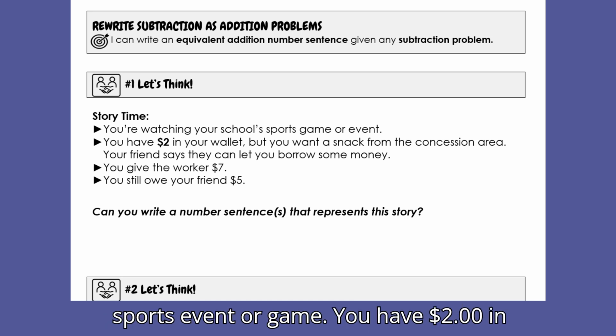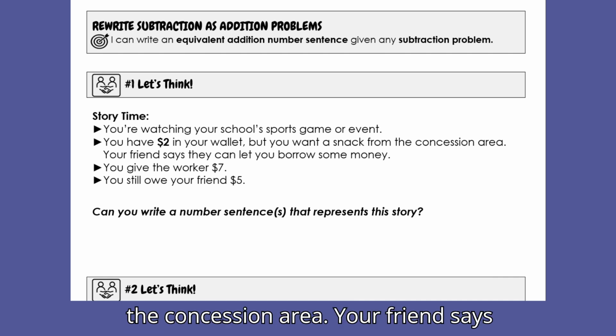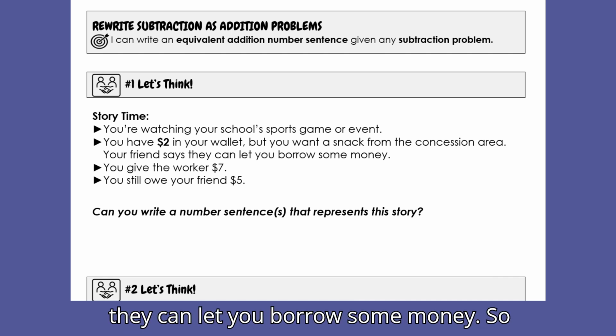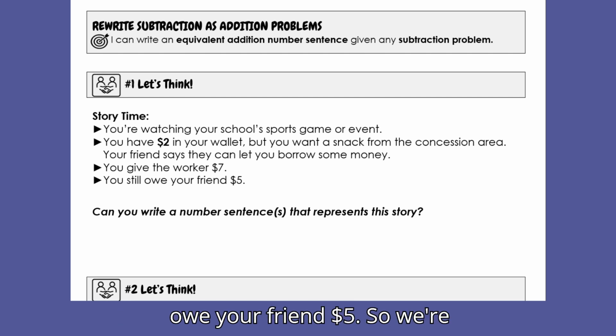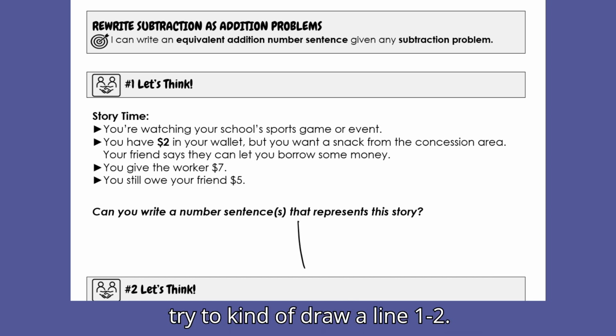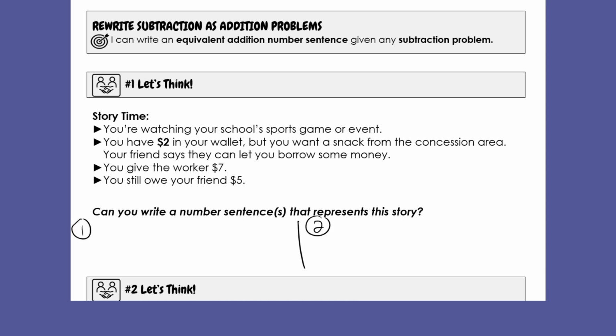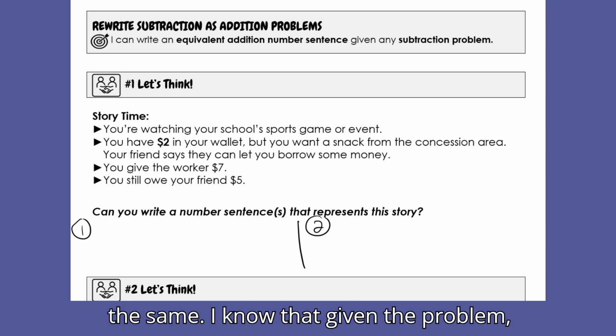You're watching your school sports event or game. You have $2 in your wallet, but you want a snack from the concession area. Your friend says they can let you borrow some money. So you give the worker $7, but you still owe your friend $5. So we're going to be looking at writing two different number sentences.